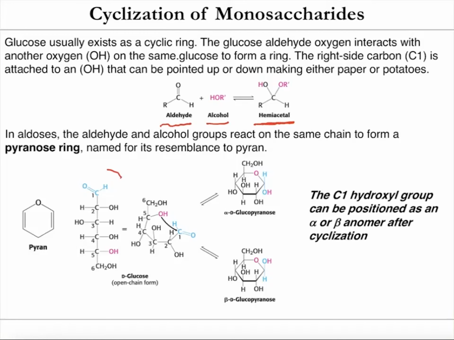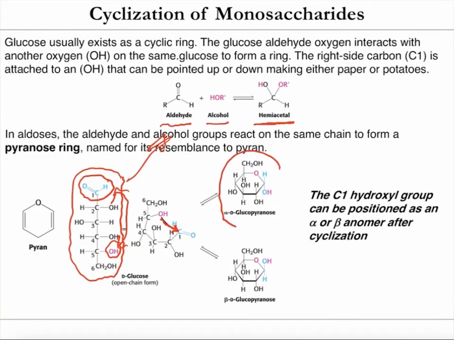Now, the cool thing about carbohydrates, so if you look at this glucose right here, it has an aldehyde and an alcohol on the same molecule. So these two groups can actually interact with each other, just like what was shown up here. So this oxygen attacks this carbon and forms a bond. And then you can get this cyclic ring. And this group can actually be pointed up or down. That is actually very important, but we'll talk about that in the next lecture. But anyway, because this alcohol and this aldehyde group are on the same molecule, they can interact with each other to form this ring shape, which is how we usually show glucose.